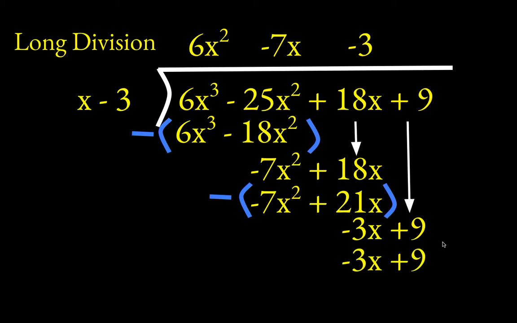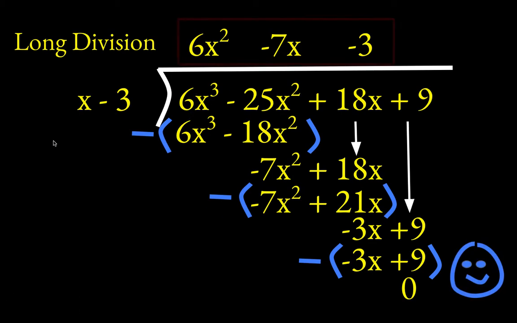Well, you can see here that when you subtract this off, that goes to 0. And so we have no remainder. And so our final answer for this cubic polynomial divided by x minus 3 is this quadratic that you see here. So that's long division.